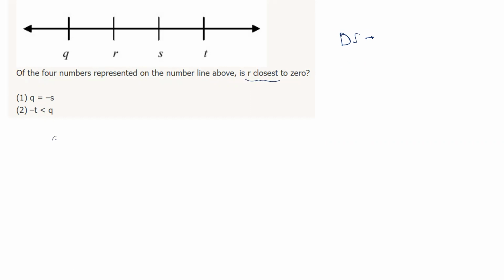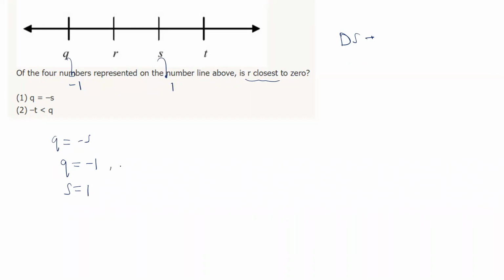Talking about the first statement, they are saying that Q should be equal to negative S. Can I say that if Q is equal to, let's suppose, -1, then S should be equal to 1. And you know that between -1 and 1, 0 should be there.